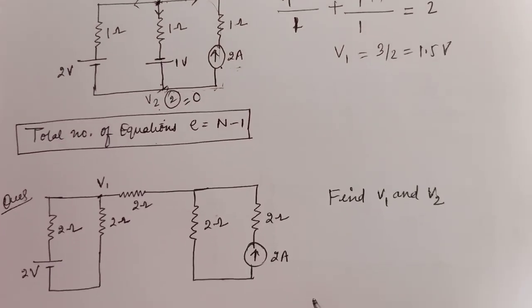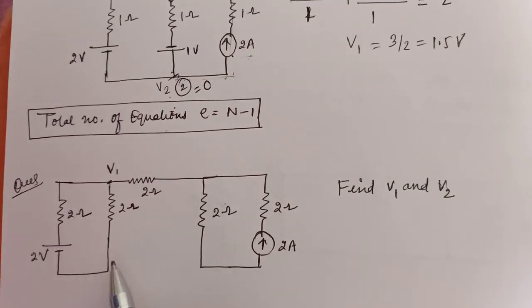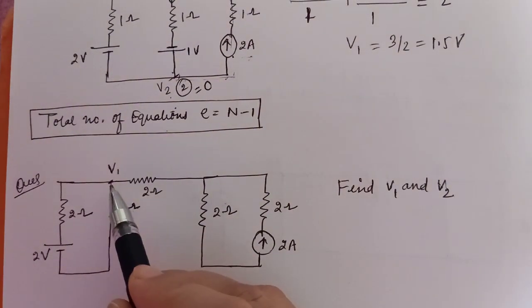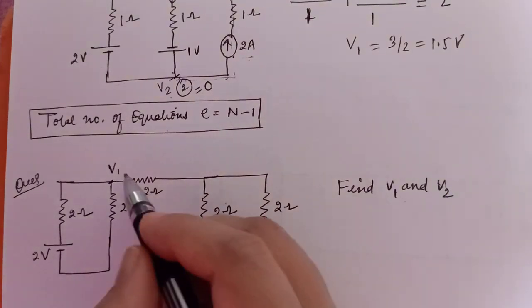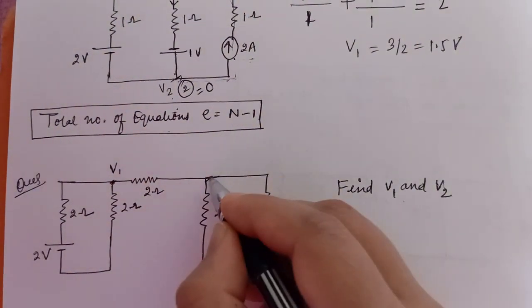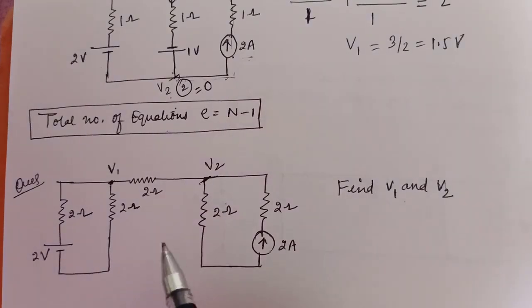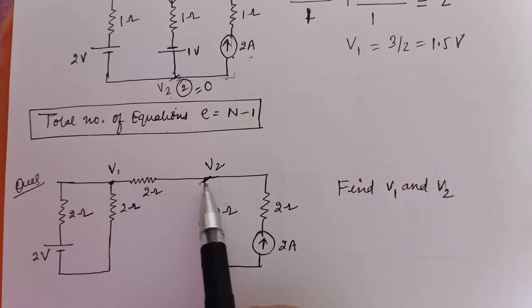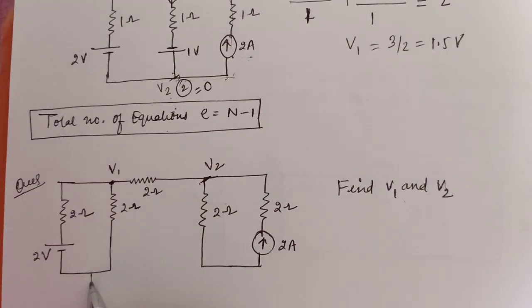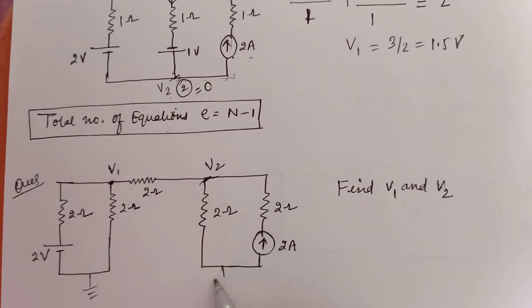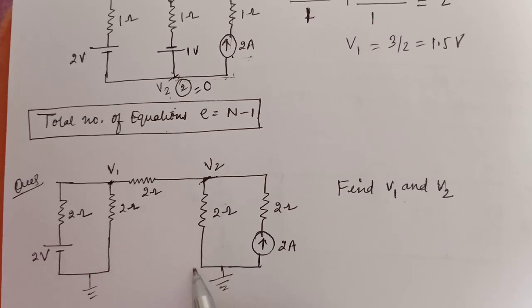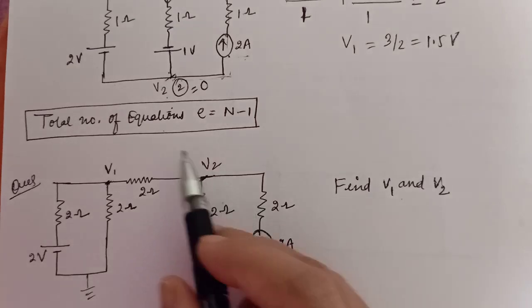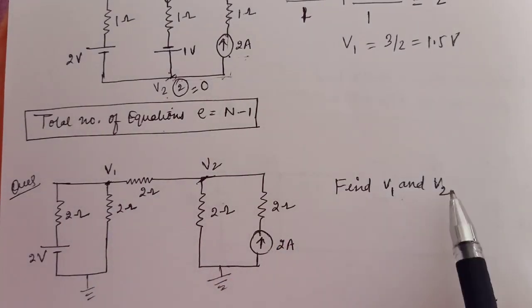For example, let's say another question I have taken, and in this question you need to find V1 and V2. Let's say here V1 and here V2. You have to find V1 and V2. So this is one node, this is another node. So I have assumed V1 and V2 here. Let's say this is your reference node. So this will also be a reference node, meaning this common node, and the voltage at the common node will be your 0. So for this question you have to find V1 and V2.